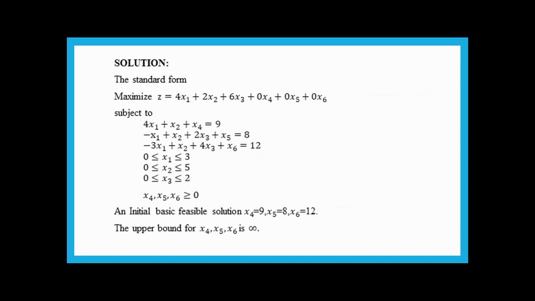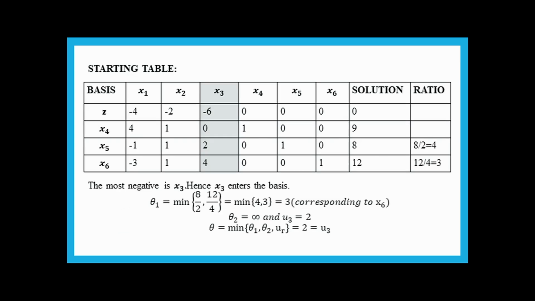We convert the given LPP into maximize z minus 4x1 minus 2x2 minus 6x3 minus 0x4 minus 0x5 minus 0x6, subject to 4x1 plus x2 plus x4 equals 9, minus x1 plus x2 plus 2x3 plus x5 equals 8, minus 3x1 plus x2 plus 4x3 plus x6 equals 12. We fill the table using these values. We get the most negative value at x3. Hence x3 enters the basis.